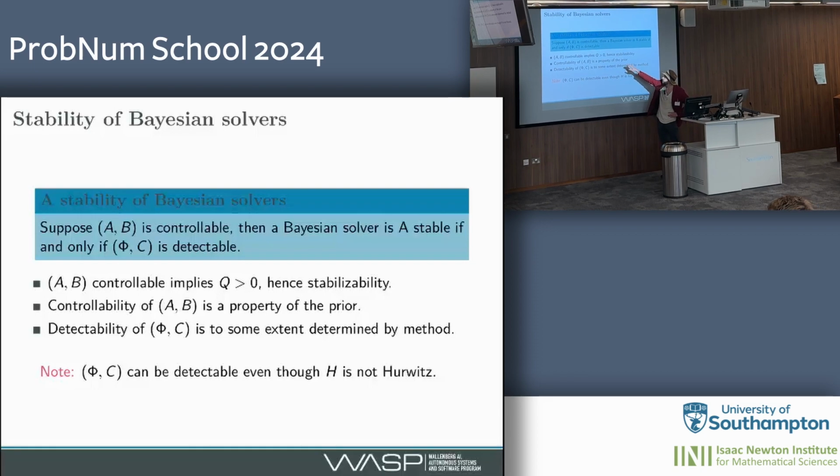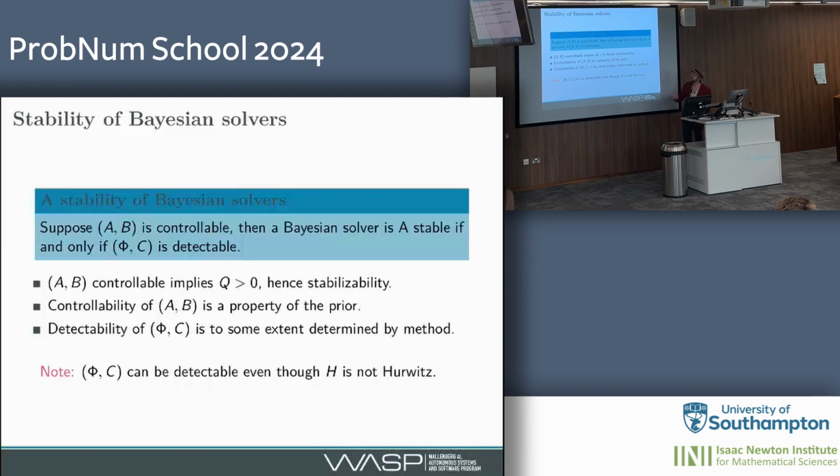Now, controllability is just a property of the prior. And so I have, in fact, designed our class of priors so that they are controllable. So what's left is detectability, and that is to some extent determined by the method. So if I use a zero for the method, it's not going to be detectable in general, for instance.